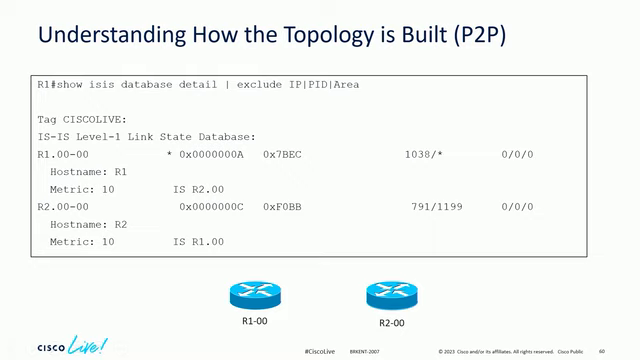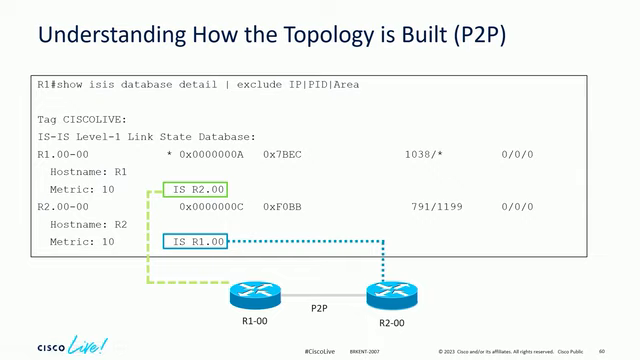Then if we exclude this, we can see the IS R2 basically points to R1. I did a detail, I didn't filter it this time, but all we're looking at is R1 says that its neighbor is R2, and R2 says its neighbor is R1, and that's how it merges the topology. All right, so that gives us the point-to-point link. Now let's talk about the broadcast.